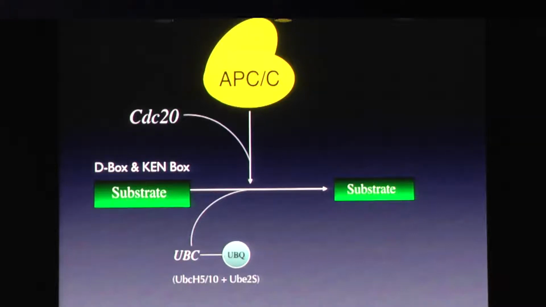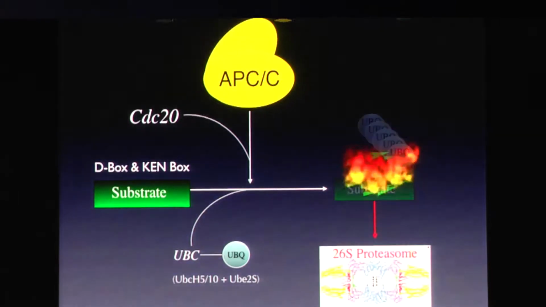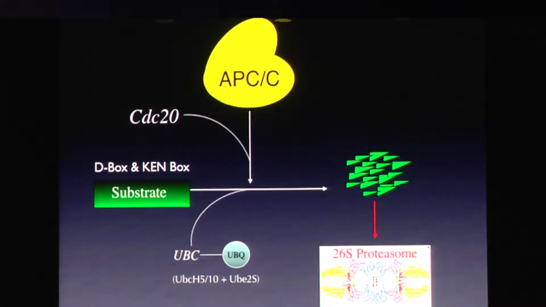And the reason why I'm emphasizing CDC20 is because that's going to be the target of the checkpoint that prevents the degradation of securin and cyclin B. So it's only when CDC20 is able to bind to the APC that the APC becomes active and recognizes its substrates, causing polyubiquitination and degradation.